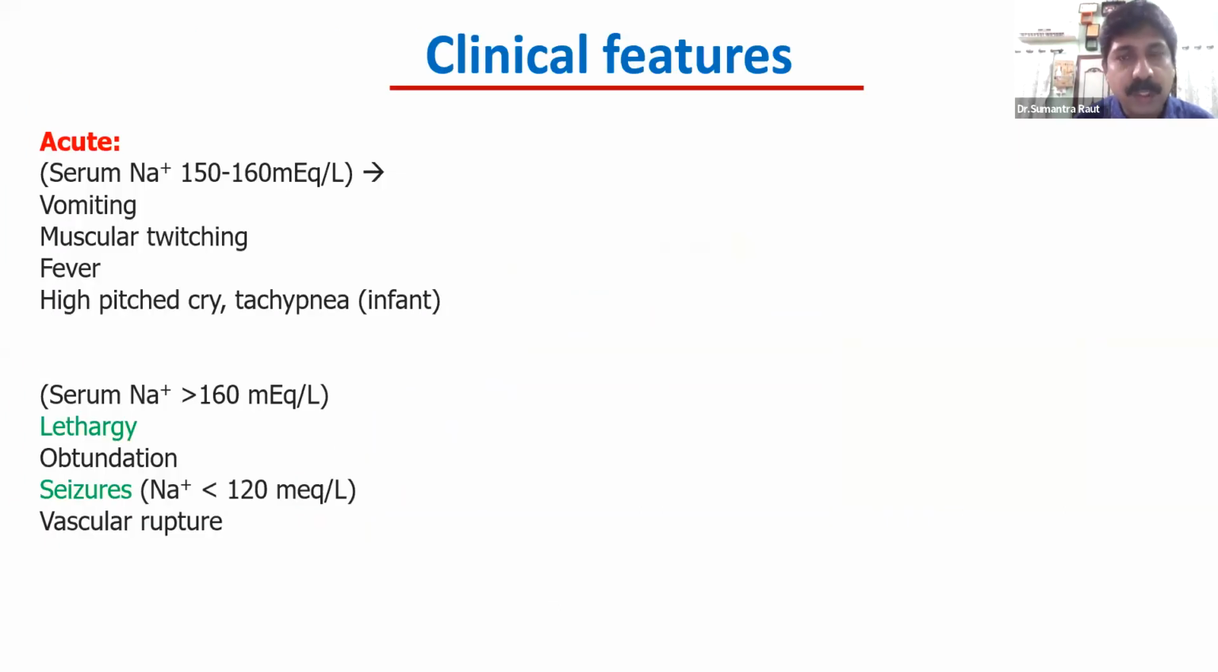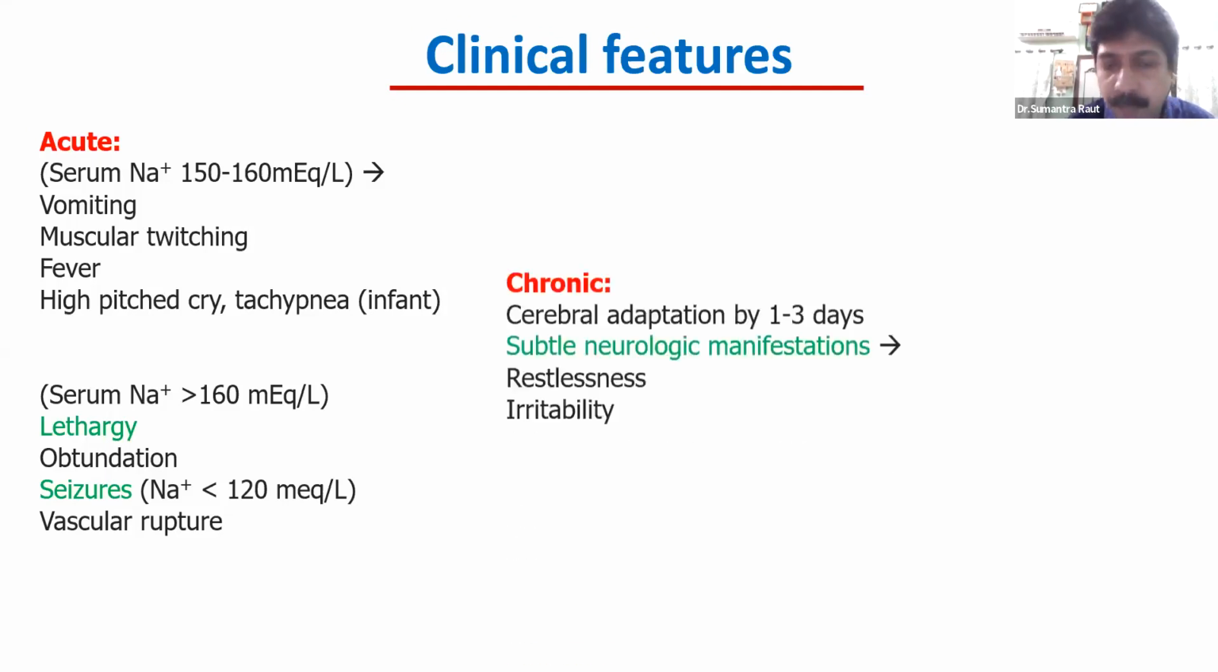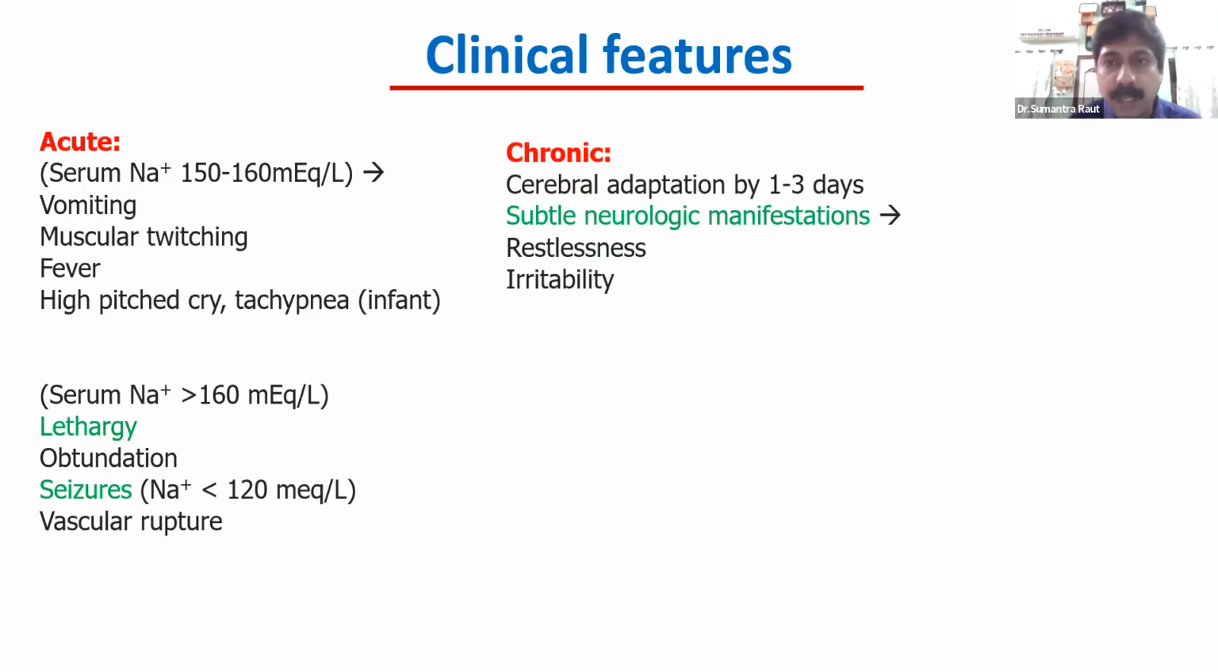So coming to the clinical features, it may look like a repeated slide, because, as I said, hyponatremia and hypernatremia share many features in the acute and milder phases, so it is difficult to differentiate between them. Muscle twitching, vomiting, dehydration, and fever are some features that can sometimes point toward it. Some infants suffering from diabetes insipidus or other causes can have a high pitched cry, tachypnea, and other symptoms of their primary illness.